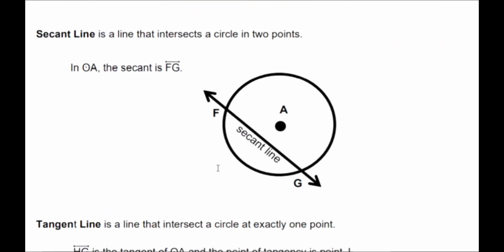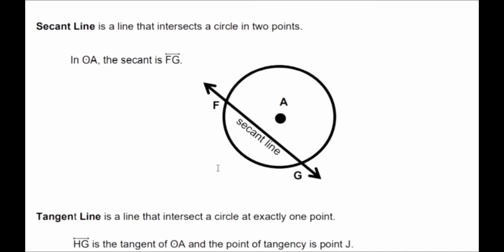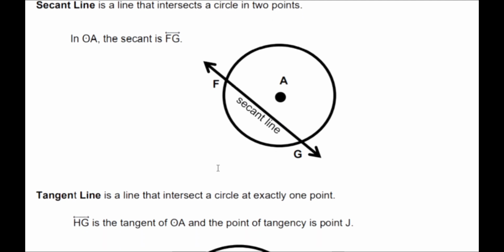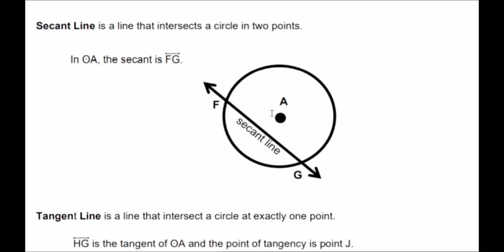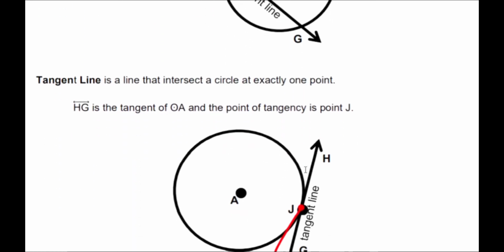Then we have the secant line. It is a line that intersects a circle in 2 points. So in this circle A, the secant is line FG. So in this line, we have 2 intersections. We have point F and point G on the circle as the intersection of the lines. So this is called a secant line.